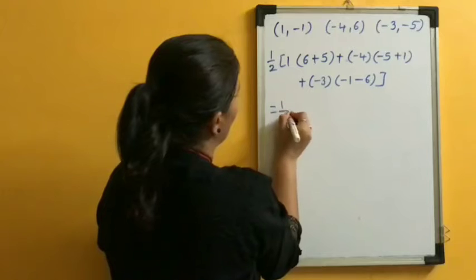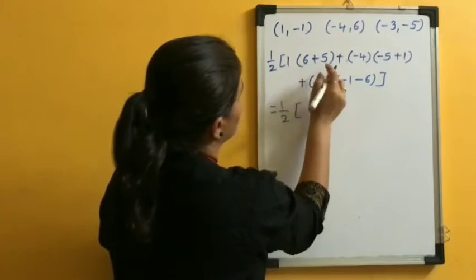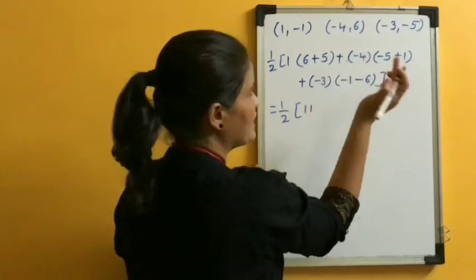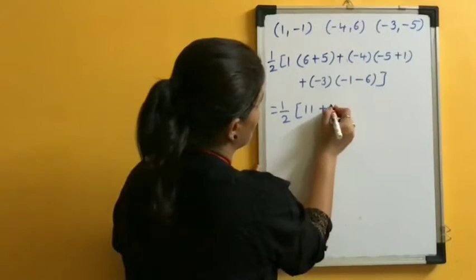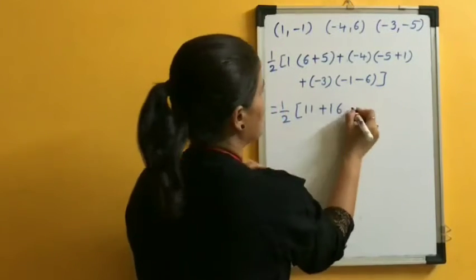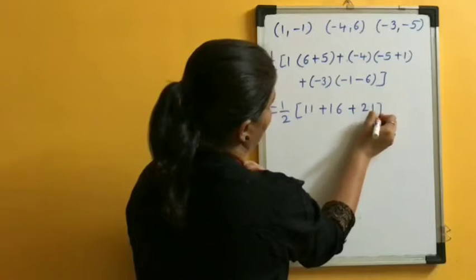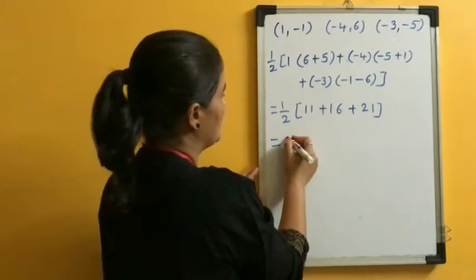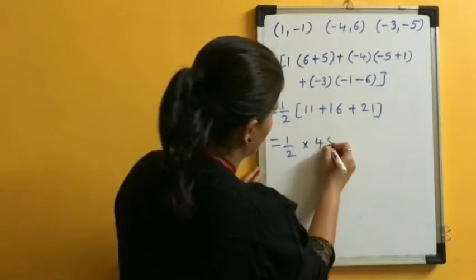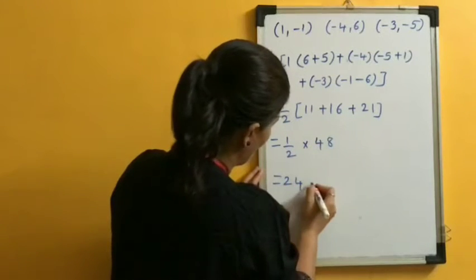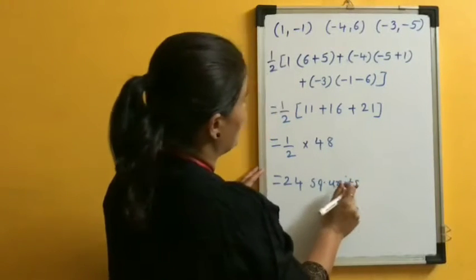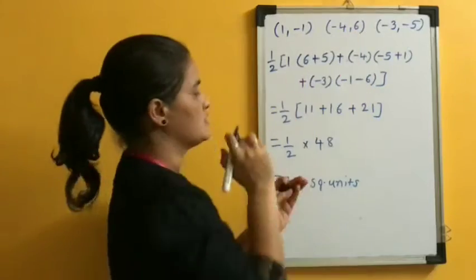So this is 1 upon 2 into 6 plus 5 is 11. This is minus 4 and minus 4. Minus 4 into minus 4 is plus 16. And this is minus 3 and minus 7. 3 sevens are 21, plus 21. So this is nothing but 1 upon 2 into 48. That is 24 square units is the area of the triangle with these vertices.